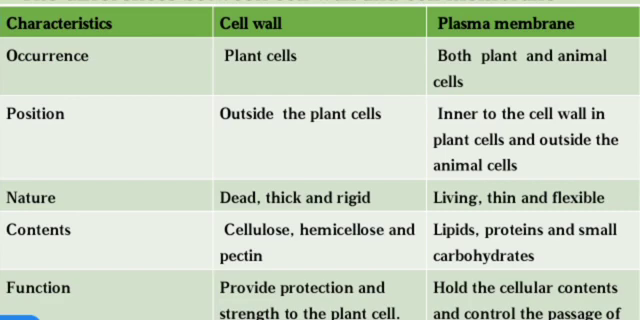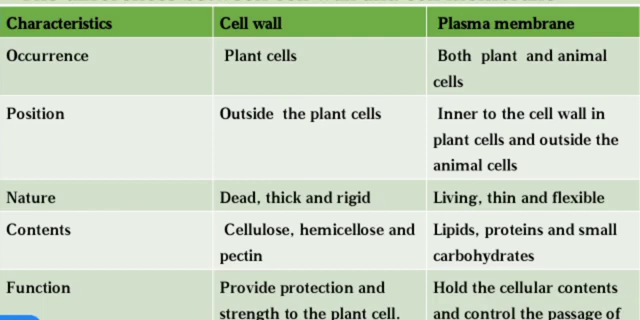So we can add one more difference, that is permeability. The cell wall is freely permeable. That means it allows all substances. Whereas the plasma membrane allows only a few substances. If required, only then does it allow them into the cytoplasm of the cell. So it is selectively permeable. The cell wall shows free permeability, whereas the plasma membrane shows selective permeability.